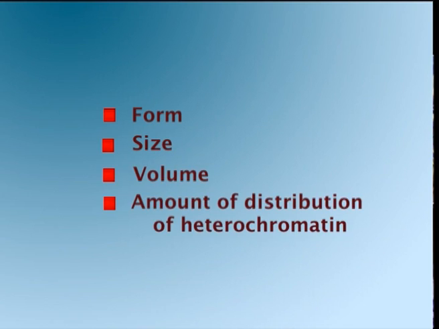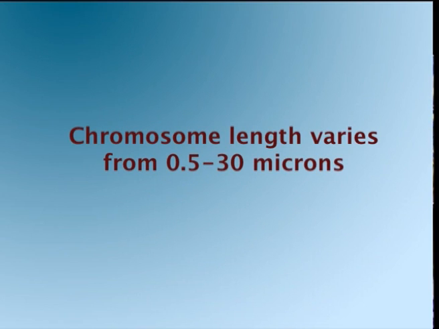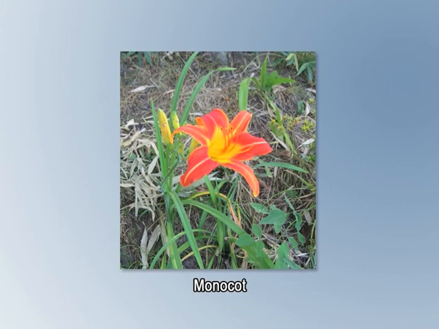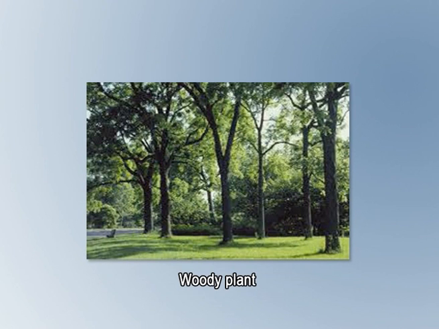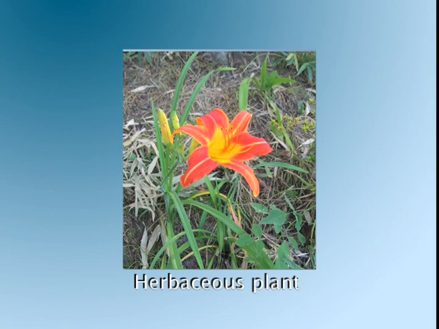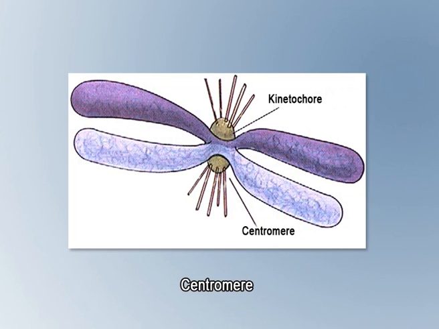Now the chromosome structure. In addition to variation in number, chromosomes vary in form, size, volume and in the amount and distribution of heterochromatin. In most plants, chromosome length varies from 0.5 to 30 microns. The monocotyledons usually have larger chromosomes than the dicotyledons. Generally, woody plants have smaller chromosomes than the herbaceous ones. The location of the centromere determines the relative length of chromosome arms.